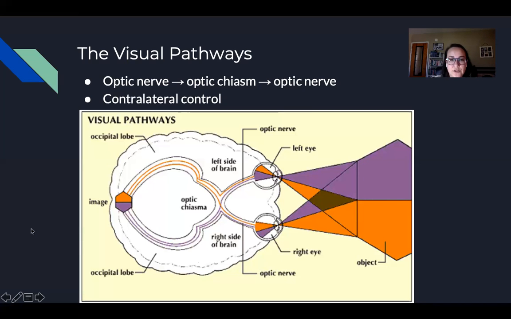And so to illustrate this, for me at least, looking at these sort of static diagrams of how this happens has actually been pretty confusing. And so I want to show a video that I think really nicely illustrates how the visual information gets sent to the contralateral areas of the brain for processing.